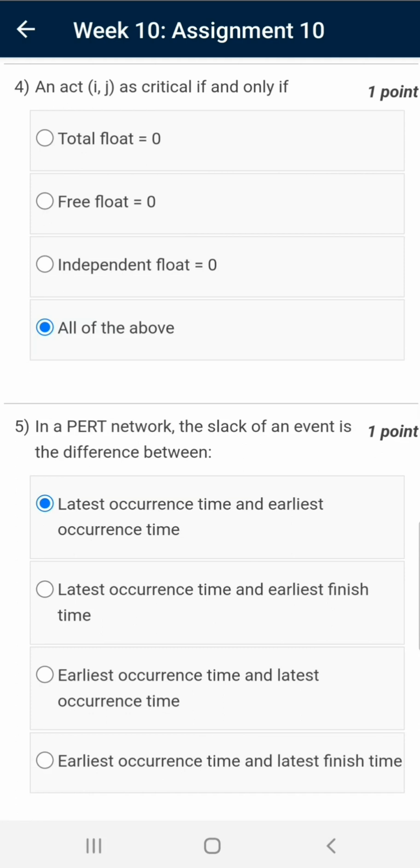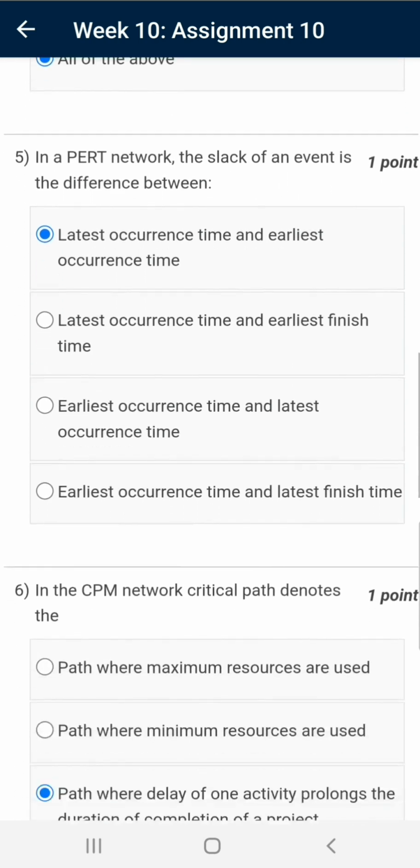Question number 4. An activity IJ is critical if and only if, the correct answer is all of the above. That is, for critical activity or critical path, all types of floats as well as slacks need to be zero, and hence all of the above is the correct answer.